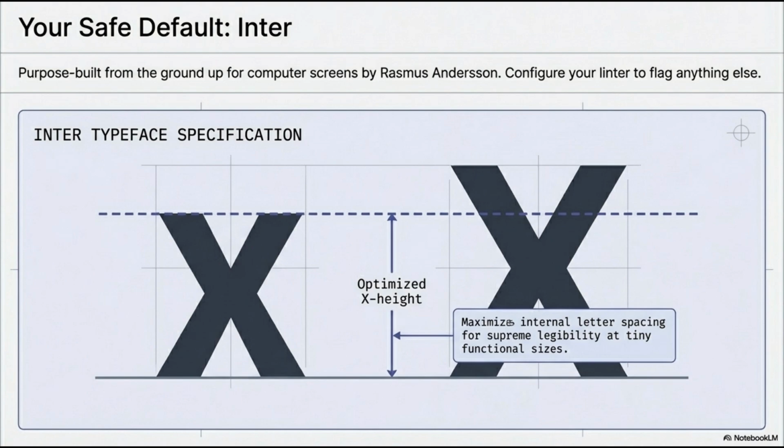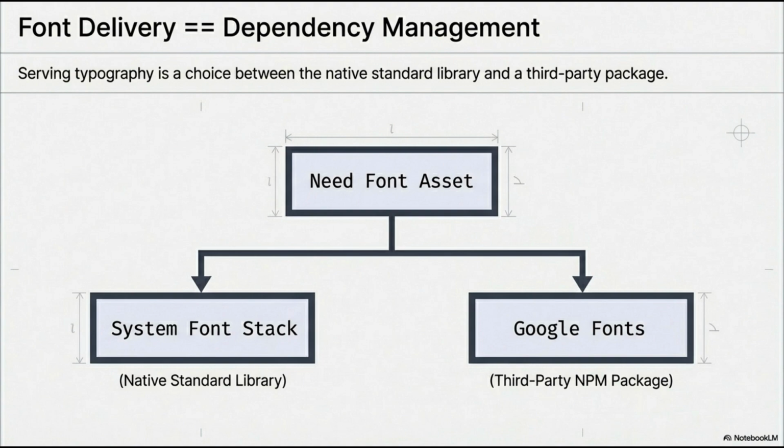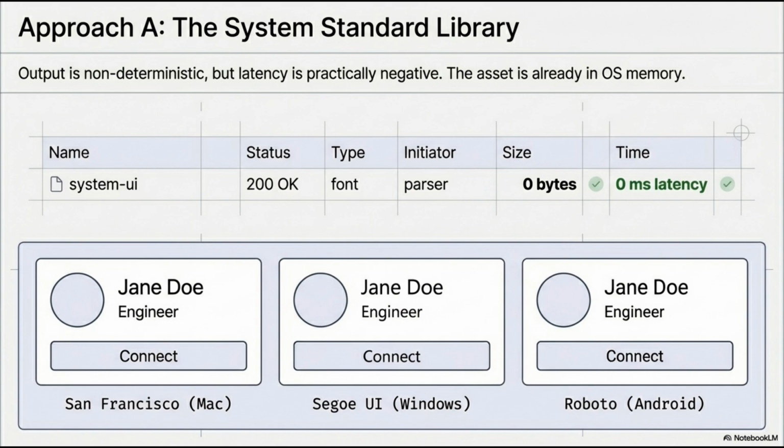You're identifying the core friction point of web typography right there, the delivery mechanism. You essentially have two fundamentally different architectural approaches to serving fonts. And it maps perfectly to back-end dependency management. You're choosing between relying on a system's native standard library versus fetching a third-party package over the network. That's a great way to put it. The first approach is the standard library, the system font stack. Where you instruct the user's browser to typically utilize whatever native default font is already deeply integrated into their operating system. Right, so if my user's on a Mac, their browser instantly pulls up San Francisco. If they're on Windows, it renders Segoe UI. Android phone, it grabs Roboto.